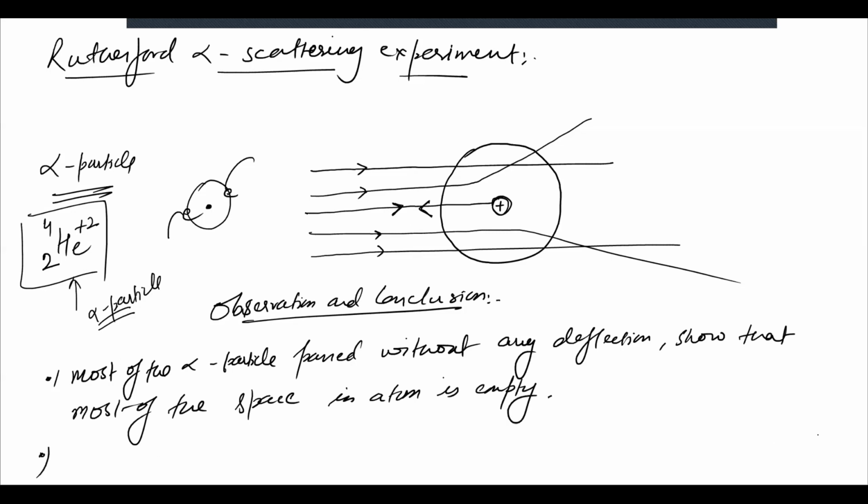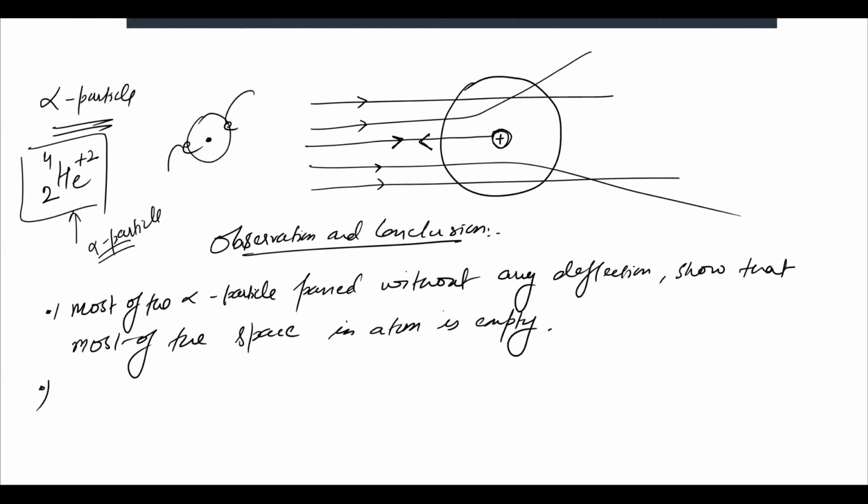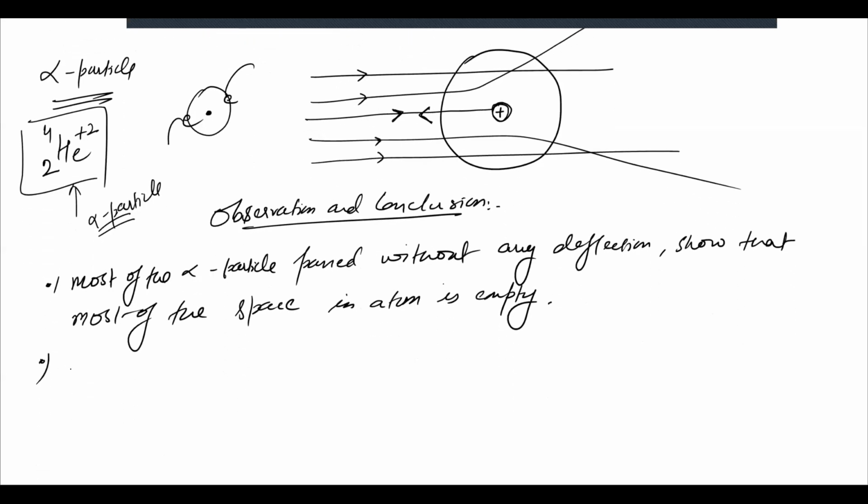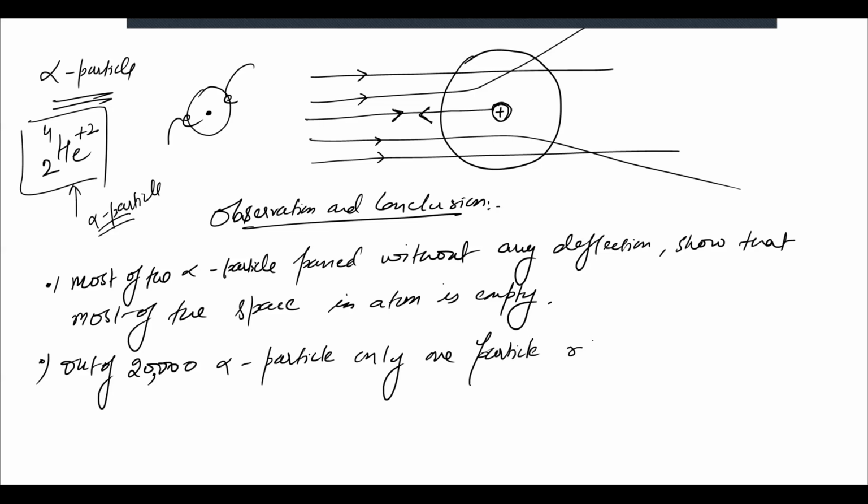Second, out of 20,000 alpha particles, only one particle rebounded back along its original path.